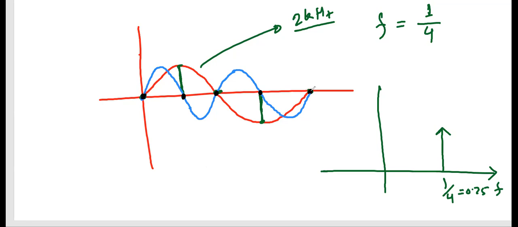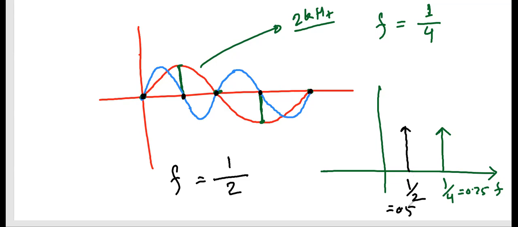Now can you tell me what is the value of F? Sir, half. How many samples do you need to represent the whole cycle? Sir, 2 samples per cycle. So definitely it is now double, half meaning 0.5. And this is very logical.